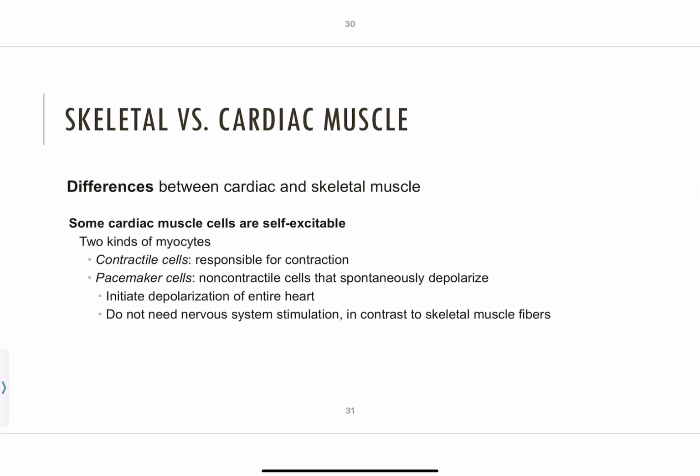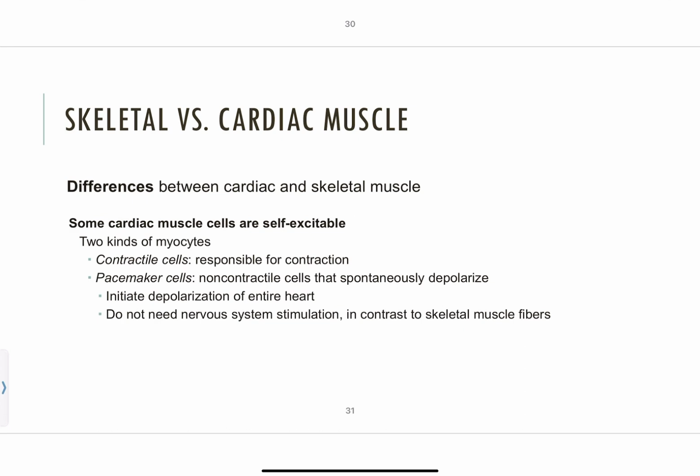However, there are some key differences. So some cardiac muscle cells are self-excitable, unlike our skeletal muscle. Our skeletal muscle required neural stimulation. We had to say, hey, we want to contract this muscle, and we did it. Cardiac muscle cells, we cannot initiate their contraction. We can influence the rate of their contraction, but we can't signal from our nervous system to actually cause contraction.